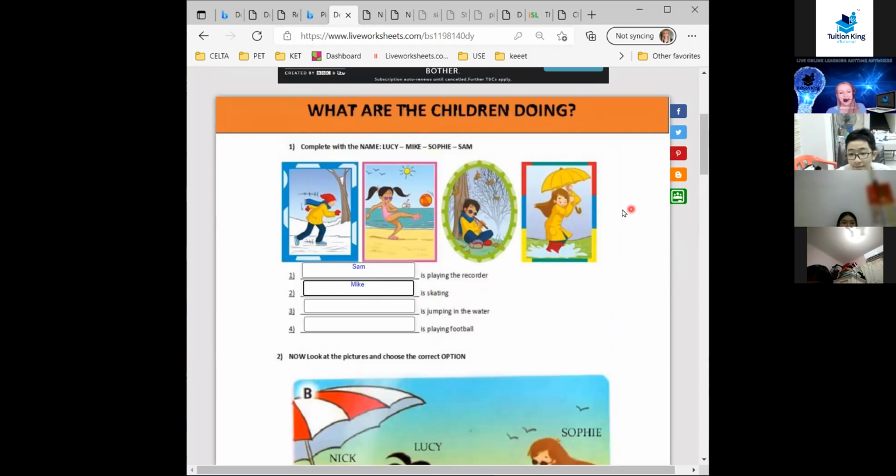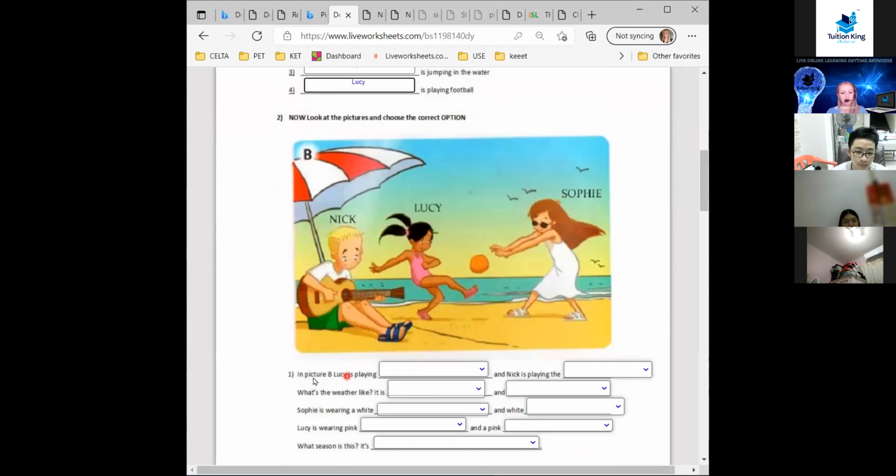Let's see. Roy, number 3, please. Sophie is jumping in the water. Sophie's jumping in the water. Very well. And the last one. Okay, hold on a second. Esther, the last one for you, please. Lucy is playing football. Lucy is playing football. Okay, good. Now let's go to picture A.